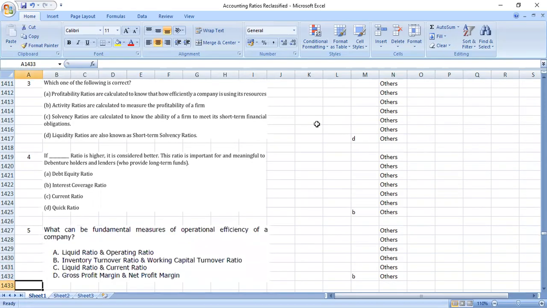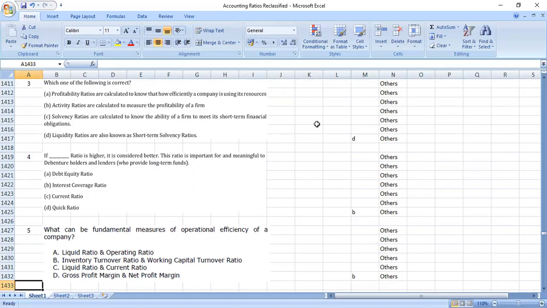Fourth question, which of the following is correct? Profitability ratios are calculated to know how efficiently a company is using its resources. To find out how efficiently a company is using resources, we have turnover ratios or activity ratios. To find out whether profitability is good or not, we have profitability ratios. So A is wrong. Activity ratios are calculated to measure the profitability of the firm. No, they are used to measure the operational efficiency of the firm. So activity ratio is for operational efficiency, profitability ratio is for profitability. So A and B can be swapped.